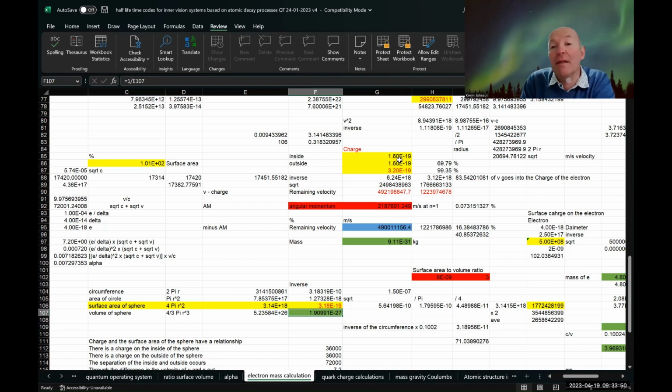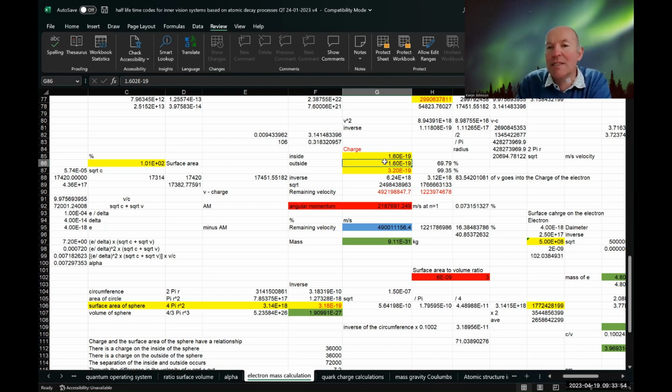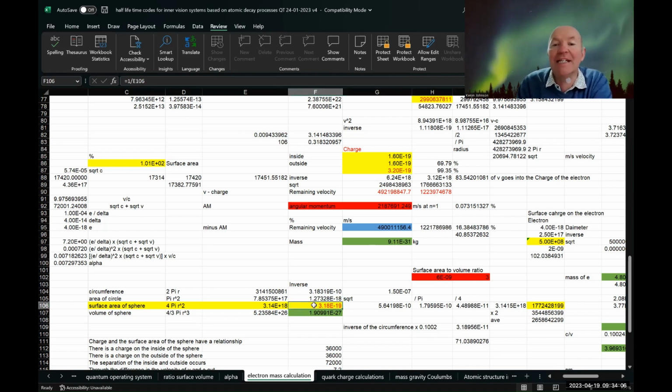Now we look at the inside surface area of the electron sphere and the outside surface area of the electron sphere, and we add those both together, and we get 3.2e to the negative 19. And here I have 3.18e to the negative 19. Okay, they're not identical, they're not perfect, but they're pretty close.